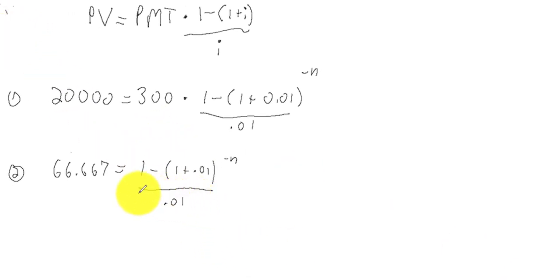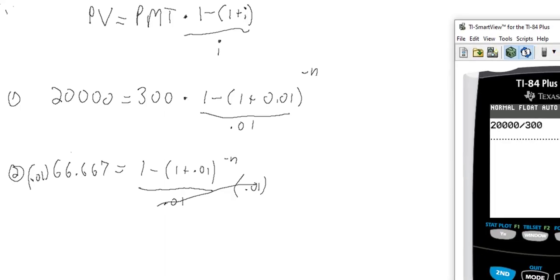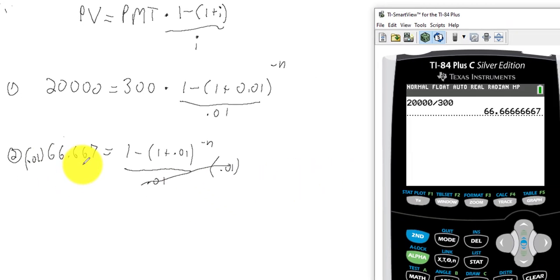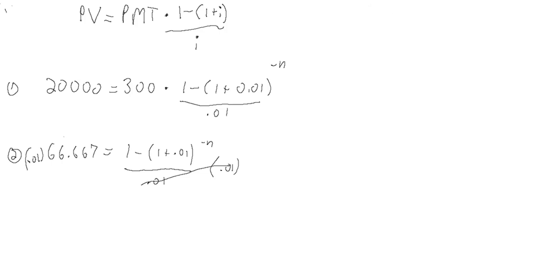The next thing I can do is to get rid of the 0.01. If I multiply both sides by 0.01, these will cancel, and then I'll have an easier time to access the N. So in my calculator, I want to multiply that 66.667 times 0.01. So really that just had the effect of moving the decimal 2 places to the left. So it's now 0.6667.